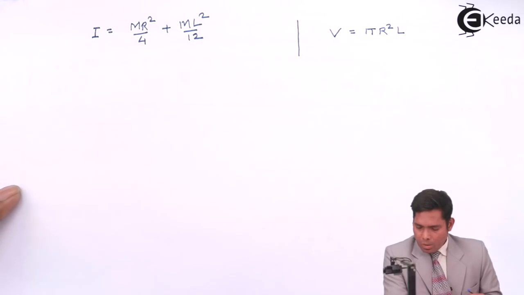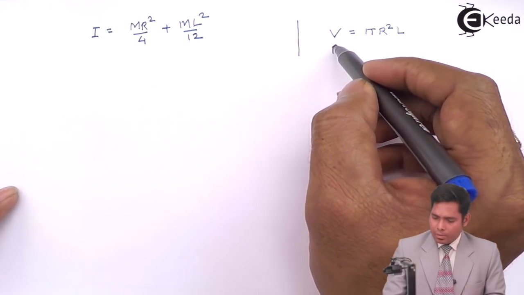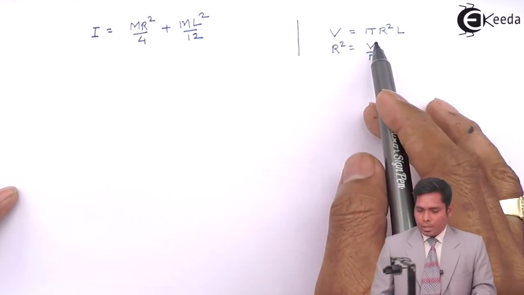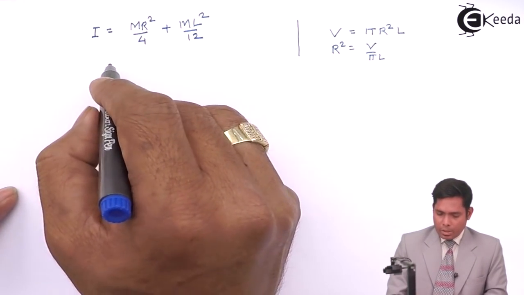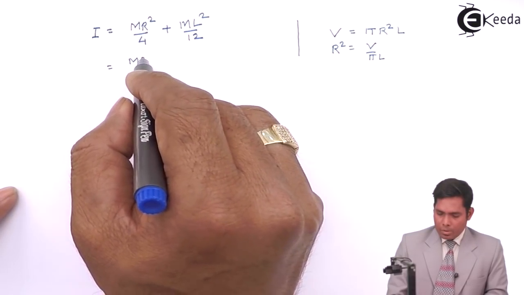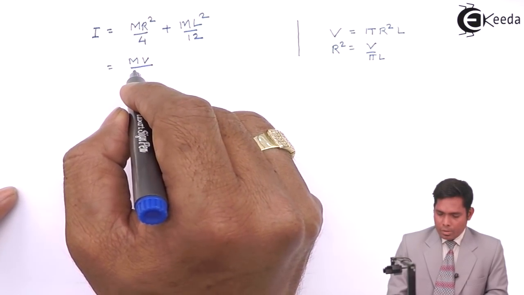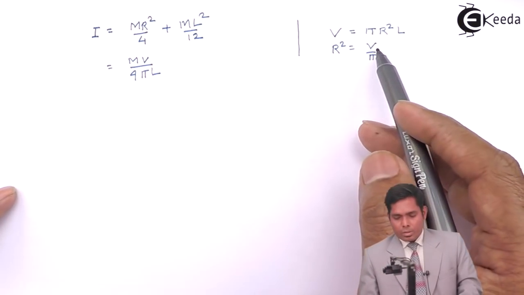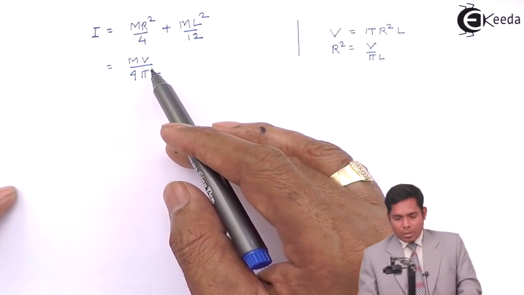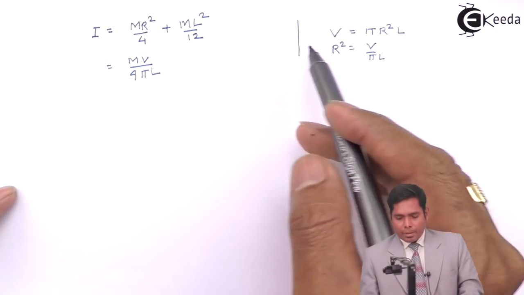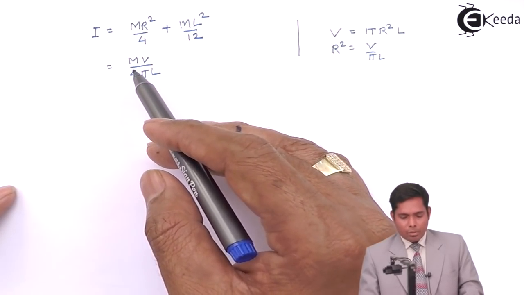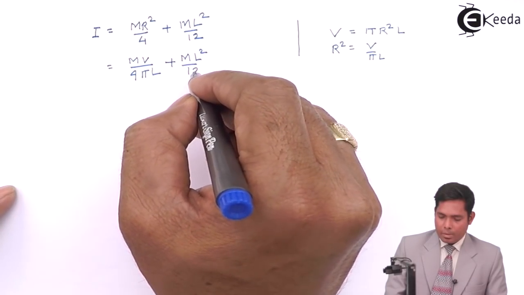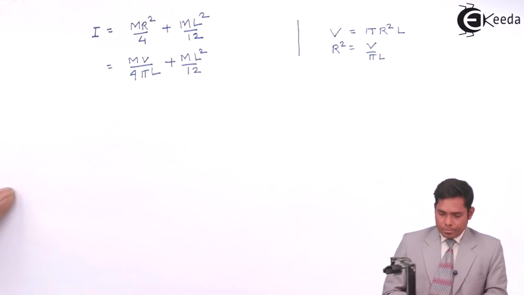Now I'll write this r square as V by pi L. If I put it here, m times V by 4 pi L, because the 4 is there, this pi L will come down, r square is V by pi L, so m by 4 was earlier there, plus m L square divided by 12. Now this is I.